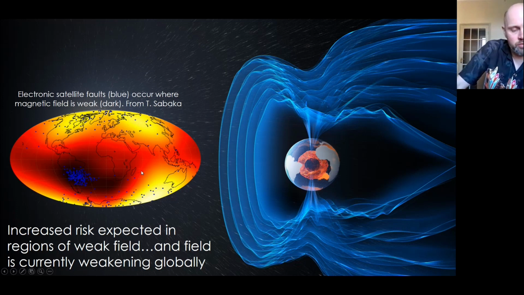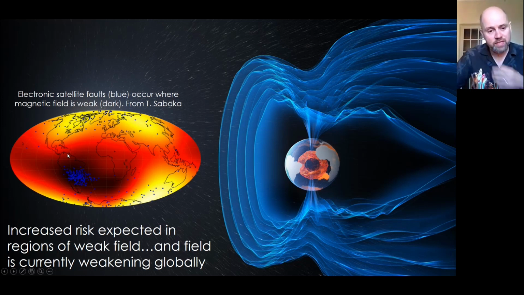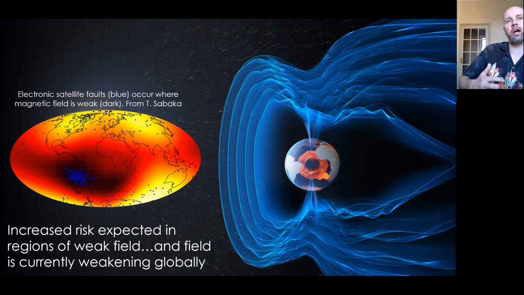But it's important to realise that this is a highly dynamic system. So this region of weak field is actually evolving over time. It's growing over time. And indeed, the global strength of the magnetic field is weakening. And so there is quite a reason to understand how the magnetic field will vary into the future.